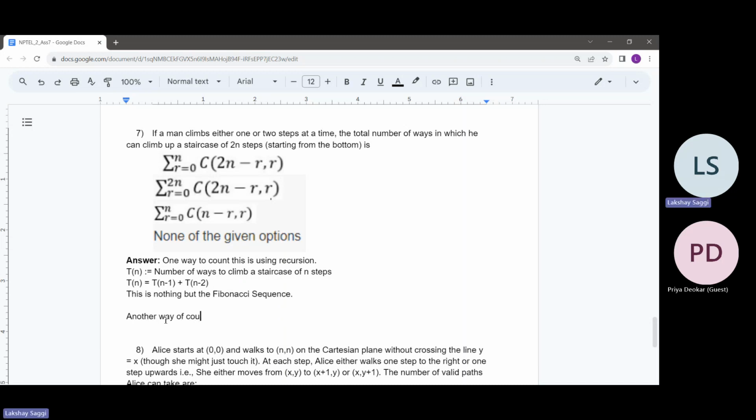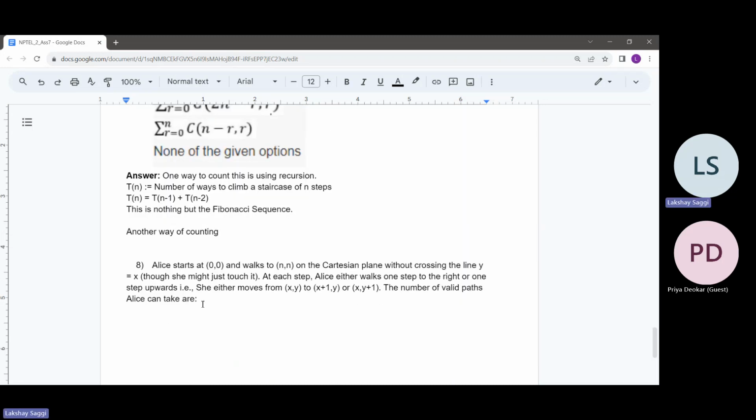Another way of counting. Maybe this will be the last question, and I won't discuss the eighth question since it's again related to the Catalan number. For the eighth question, I'll just write it down. Work it out yourself.